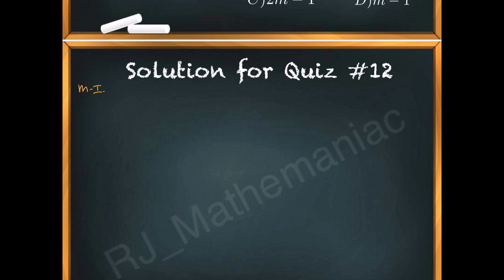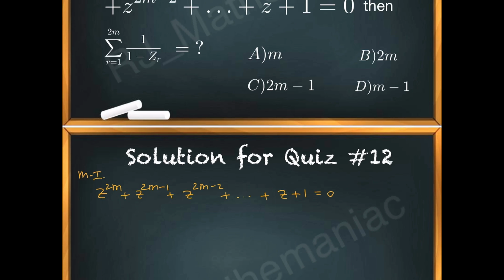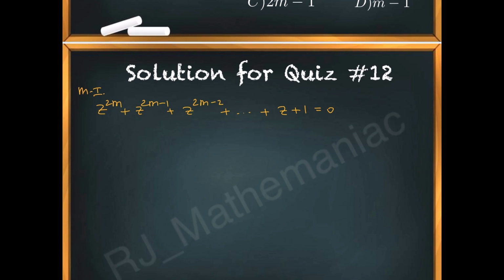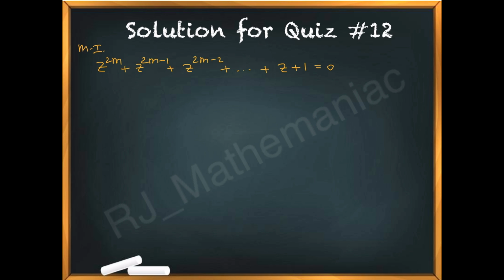In method 1, I can say that the given equation z^2m plus z^(2m-1) plus z^(2m-2) and so on, plus z plus 1 equal to 0. Can I write this equation in the roots format? Basically, the roots are z1, z2, z3, and so on, z2m. So I'm writing it as (z minus z1) into (z minus z2), and so on, (z minus z2m).